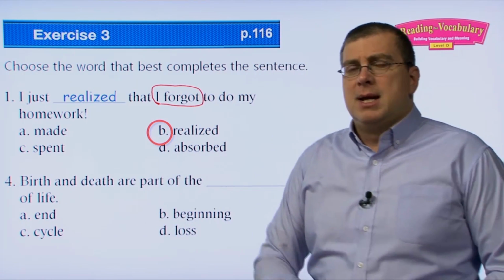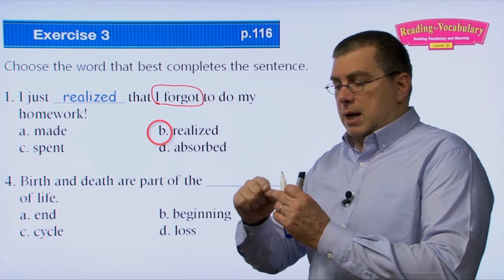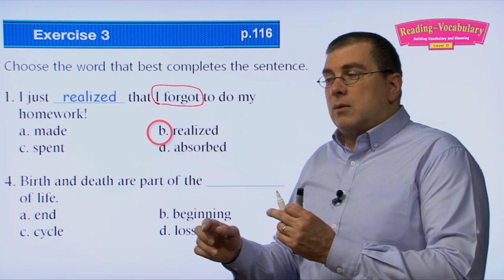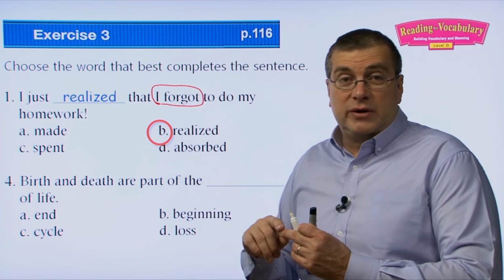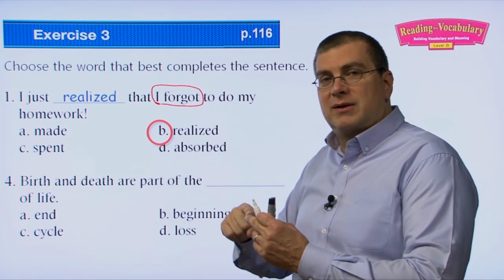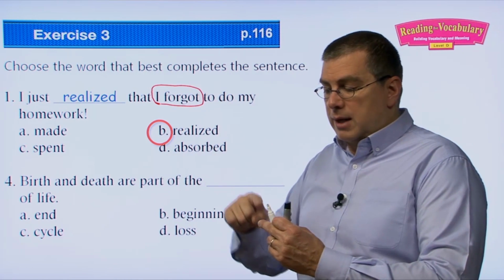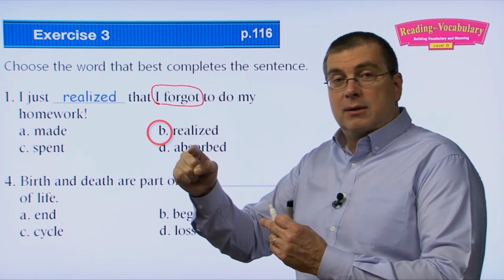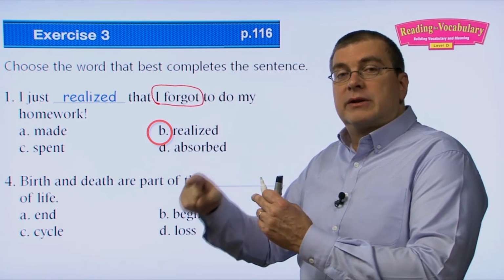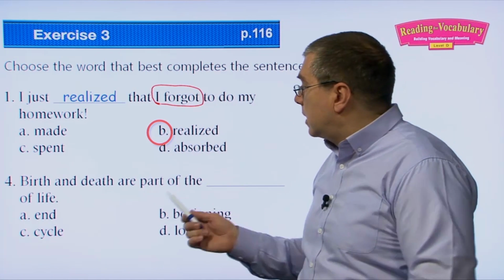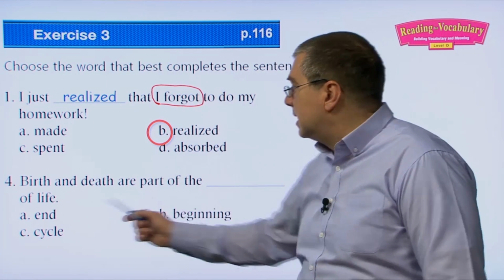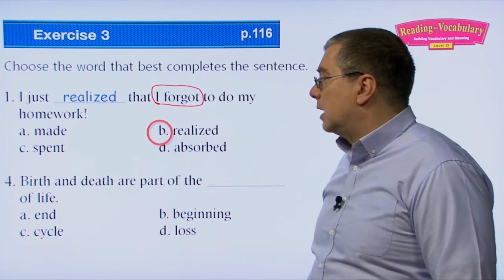Think about that. Birth is at the beginning, right? A person lives their life, right? And then they die. Now, of course, for an individual person, for one person, it's not a continual process. But if that person is born, they grow up, they have a baby, right? That person is born and they grow up. So it's like it goes around in a circle, right? So what do we call that? Birth and death are part of the what of life? A, end, B, beginning, C, cycle, D, loss.